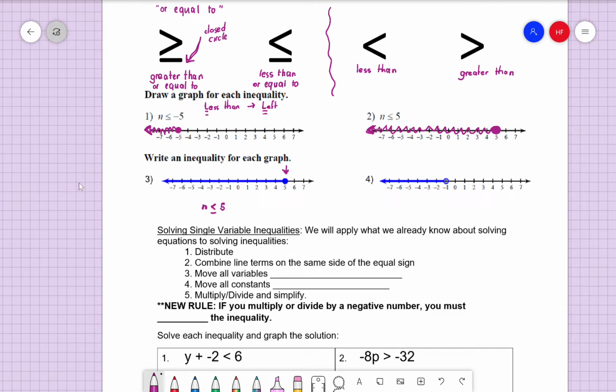Number 4, this point that I'm at is -1. So n in comparison to -1 is to the left, and it is an open circle. So whenever there's nothing underneath that is an open circle, so n is less than, because we're going to the left, of -1. So n is less than -1.